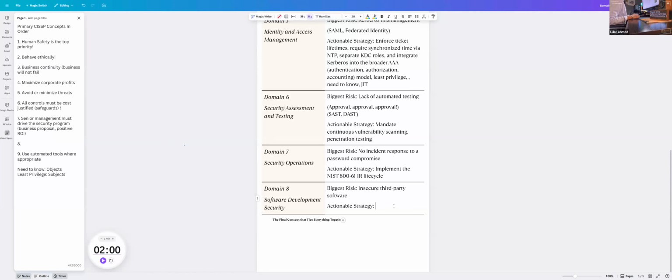Actionable strategy for domain 8: insecure third-party software. Third-party software, meaning software that is not on premise, meaning it's not in our control. How do we secure software created somewhere else by someone else? How do we even convince some other company to make sure? How would I tell Amazon, or a third-party software company that I hired in the middle of Europe, "Hey, I need you to have secure code"? They're not going to listen to me, or are they?